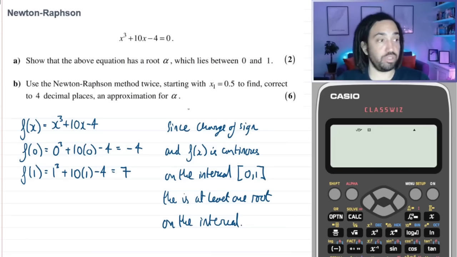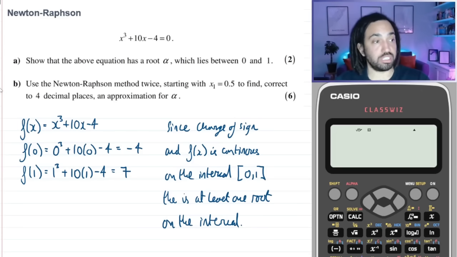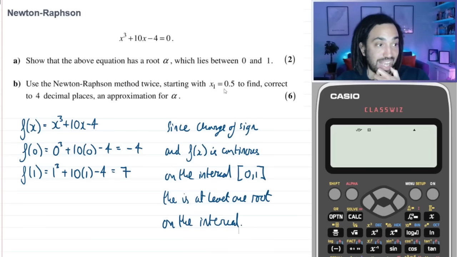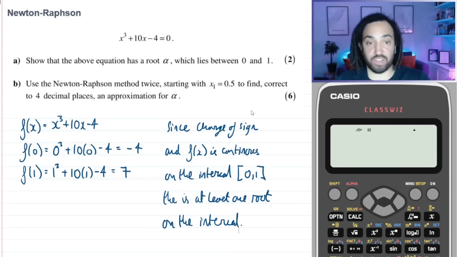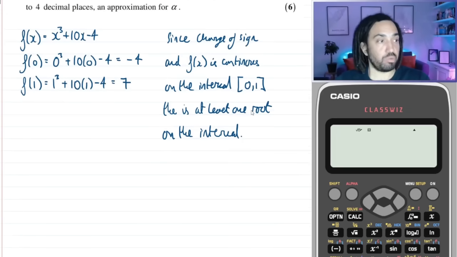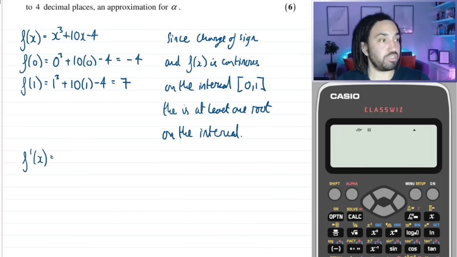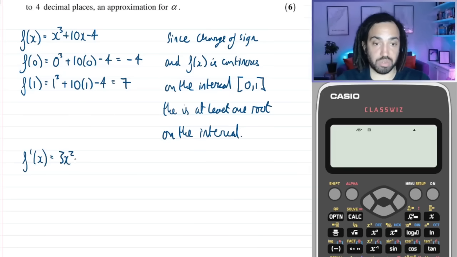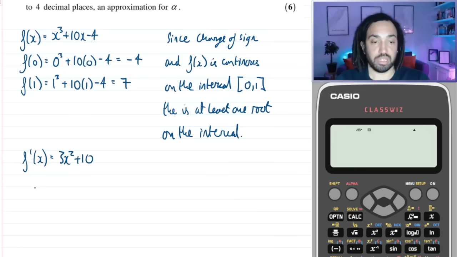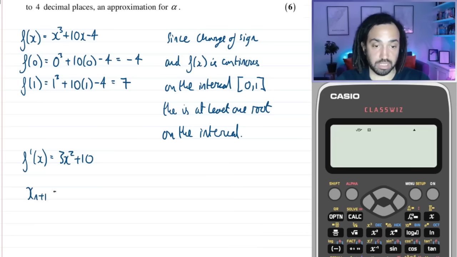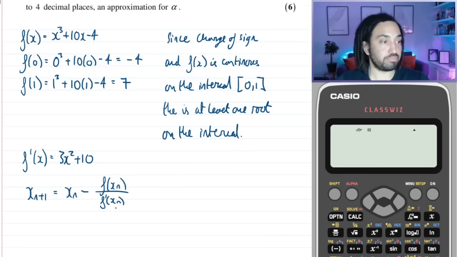Okay, so now it says use the Newton-Raphson method twice, starting with x equals 0.5. Okay, perfect. So what we'll need to do is work out the derivative function to use the Newton-Raphson. So let's differentiate this to get 3x squared plus 10. Now the Newton-Raphson formula, which is in your formula booklet, looks like this. It is x n plus 1 equals xn minus f of xn over f dash of xn.